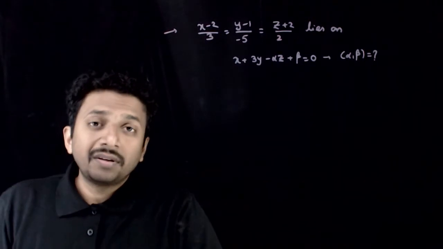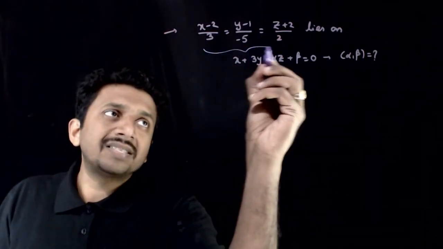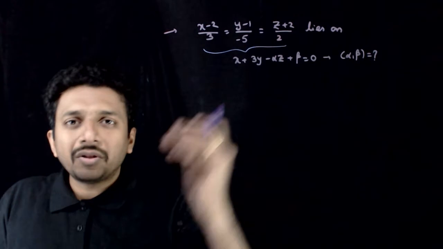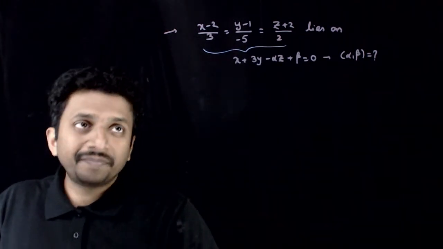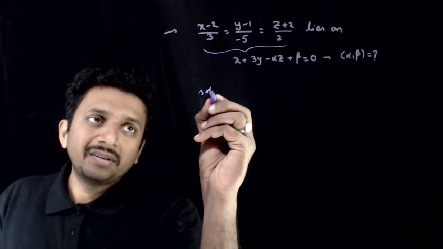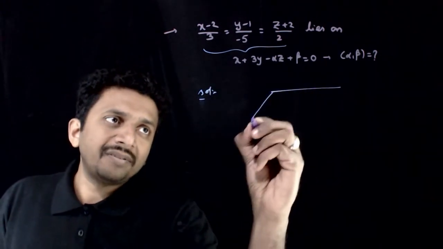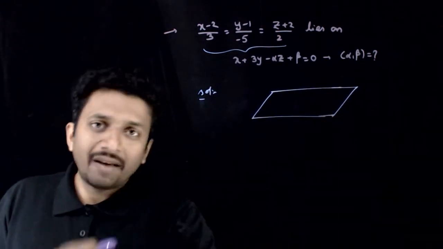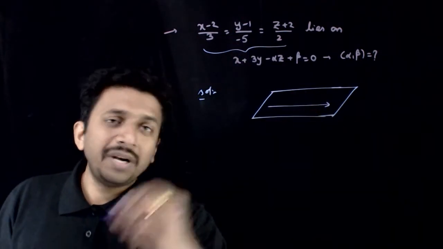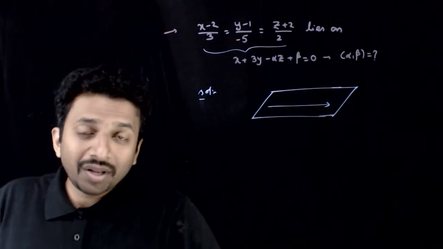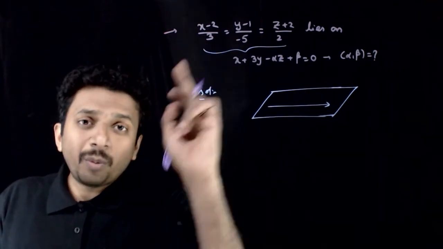So welcome students. In this question you're given that this line lies completely on this plane. If that is so, what are the values of A and B, alpha and beta? So you have a plane, and you're given a line, and it's given that this line lies completely on this plane. So what are the conditions? So what are the properties of this line?